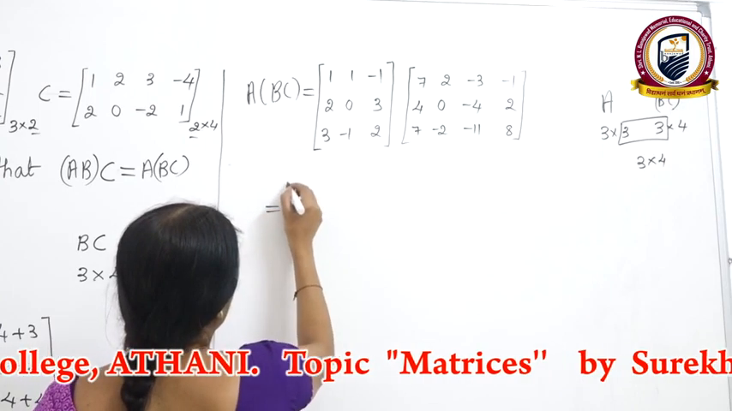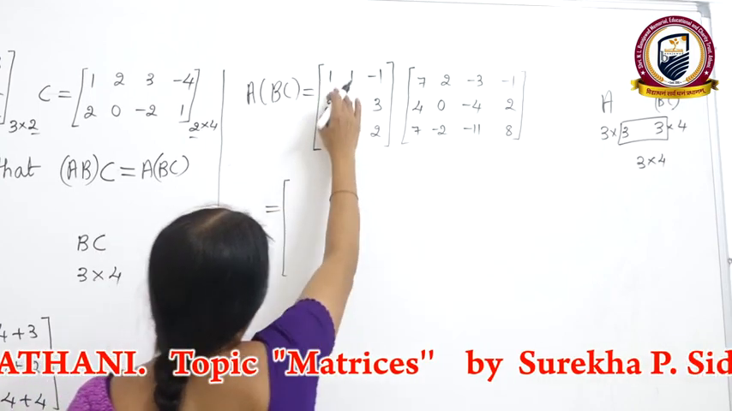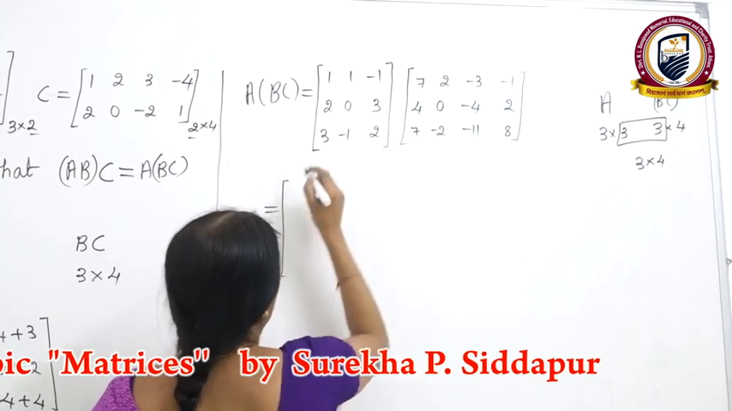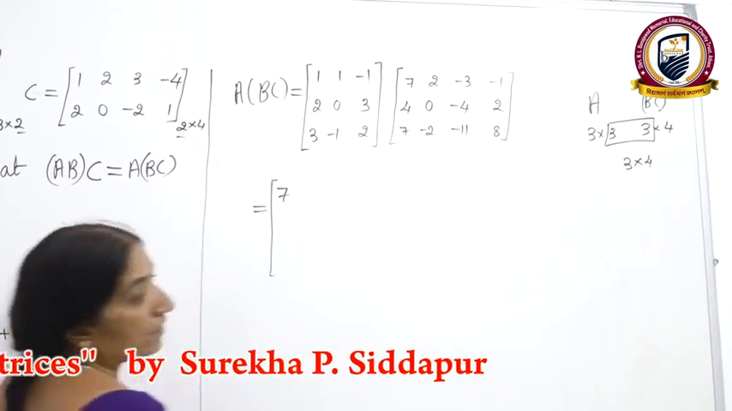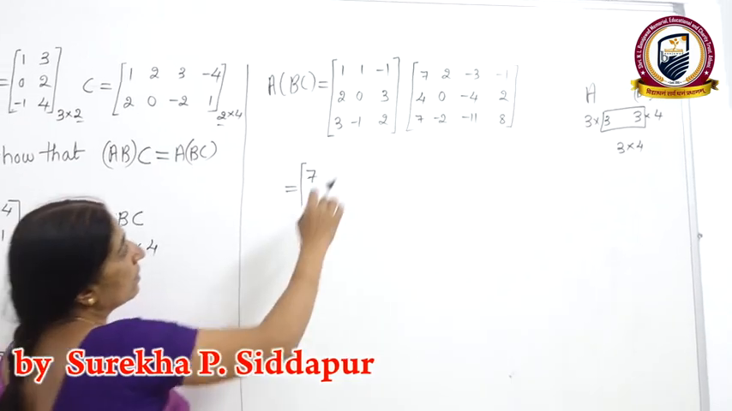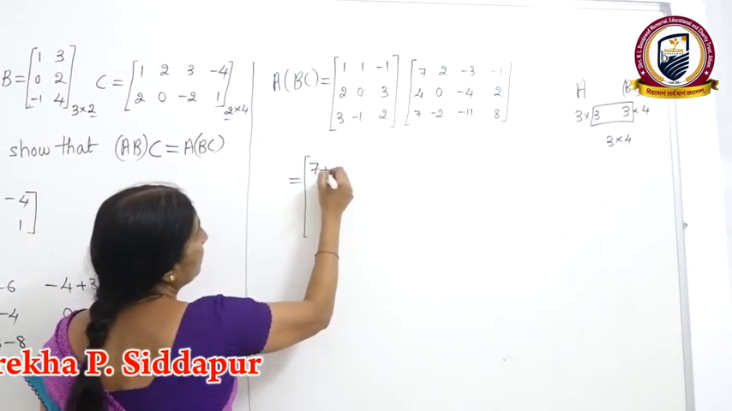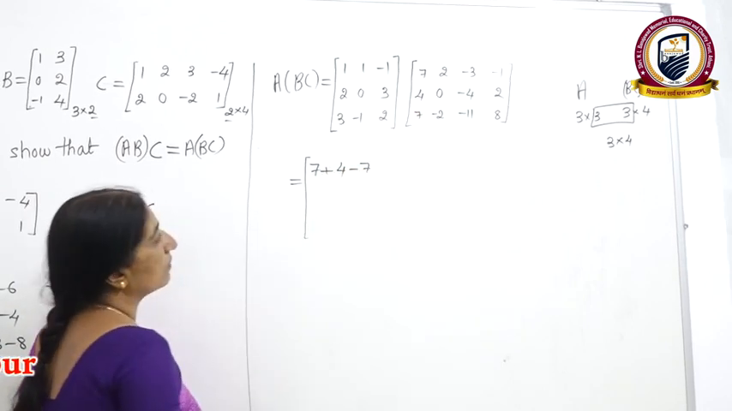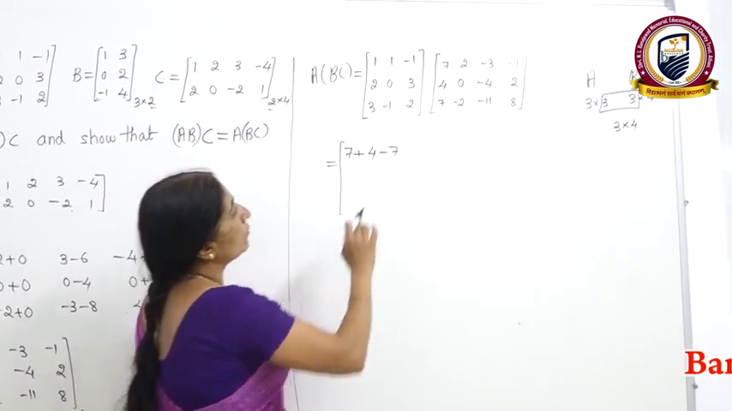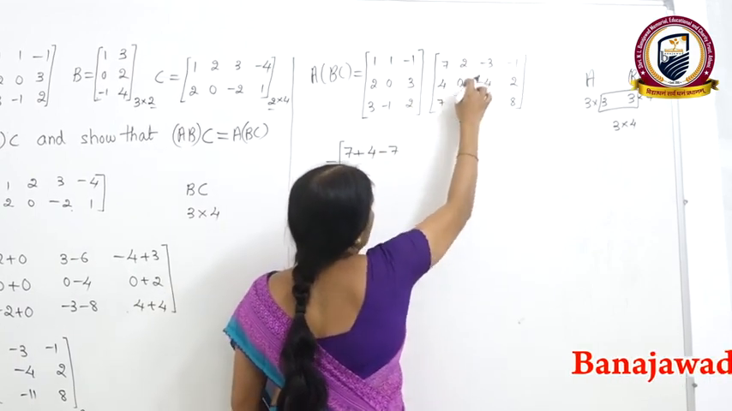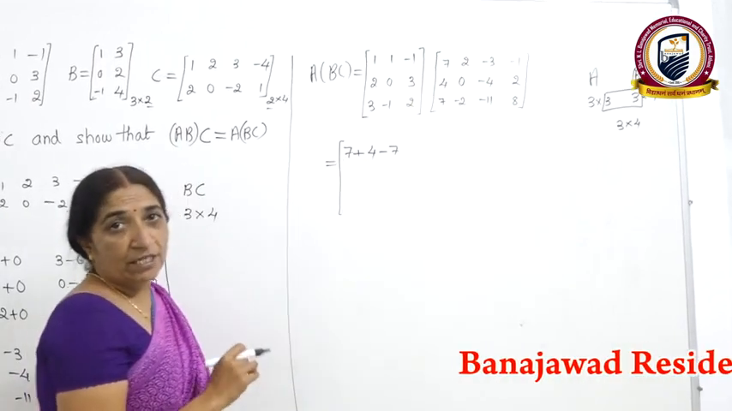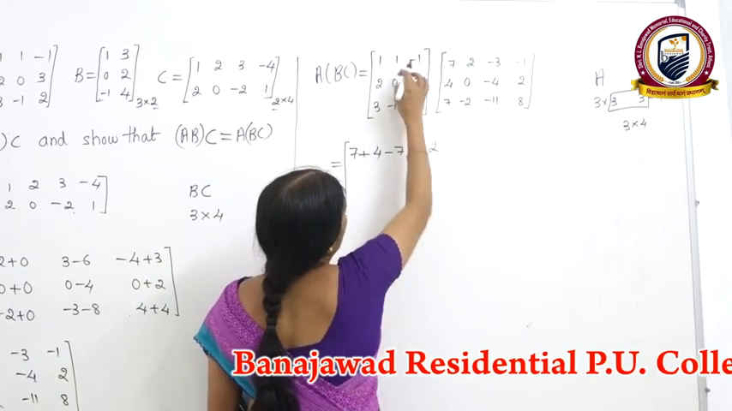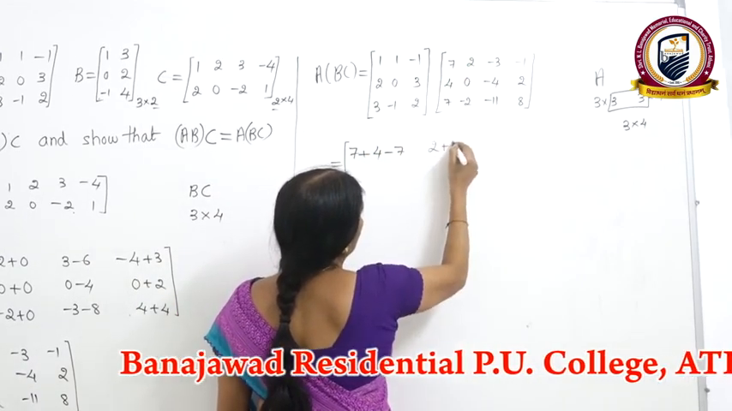Now multiply term by term. First row into first column. In that, first element into first element. What is the first one? 7. Now tell me what is the second one? 1 into 4. And minus 1 into 7 is minus 7. That is first row with first column. Now see the students, first row with second column. Can you tell me what is the next value? It is 1 into 2. Next, 1 into 0. Then plus 2.